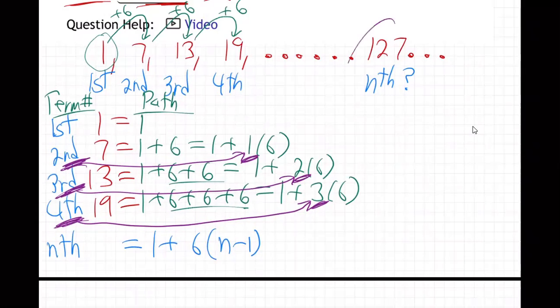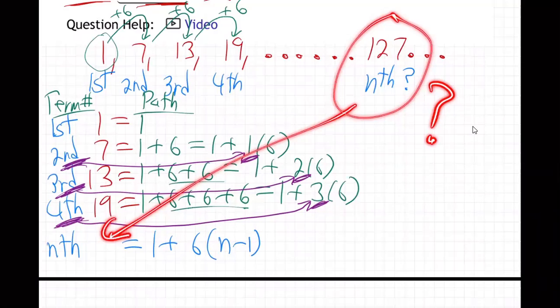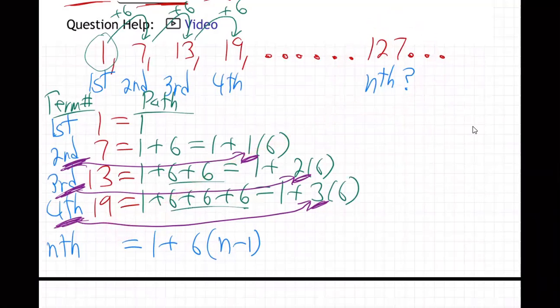So now how do I find the term number for the 127? How am I going to do that? Can you just put 127 where the n term is and solve the equation like that? I think that's a fabulous idea, Destiny. Does everybody see that? That's a great idea. Let's just put that 127 right there, because that's exactly what we're saying.